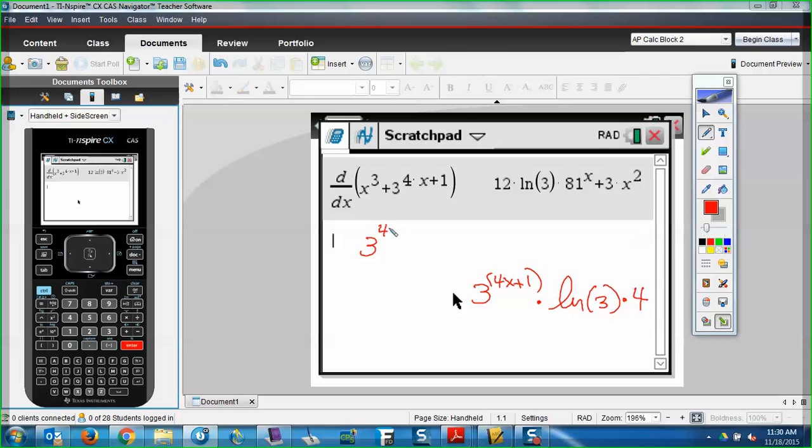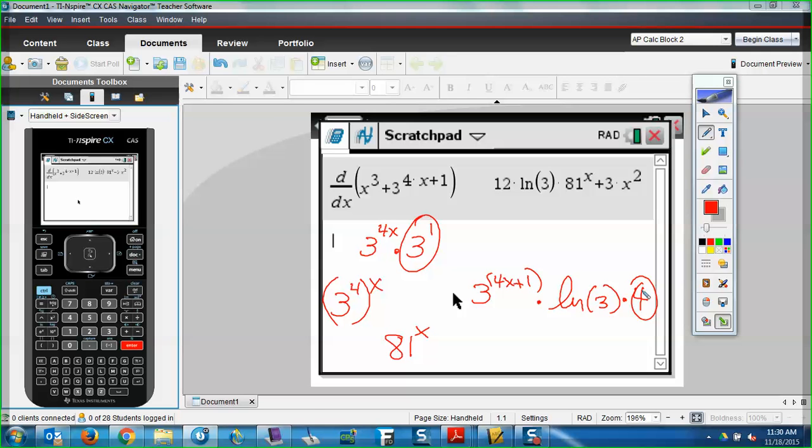3 to the 4x plus 1 is the same as 3 to the 4x times 3 to the first. Would you agree with that? Because of the adding the powers thing. And 3 to the 4x is the same as 3 to the 4th to the x. Because when you have a power on a power, what can you do? Multiply the powers. So 3 to the 4 raised to the x is 3 to the 4x. Now what's 3 to the 4th? 81. So this is 81 to the x, and this is a 3, which they combine with your 4 to make it 12. So you got your 12, you got your ln 3, you got your 81 to the x plus your 3x squared.